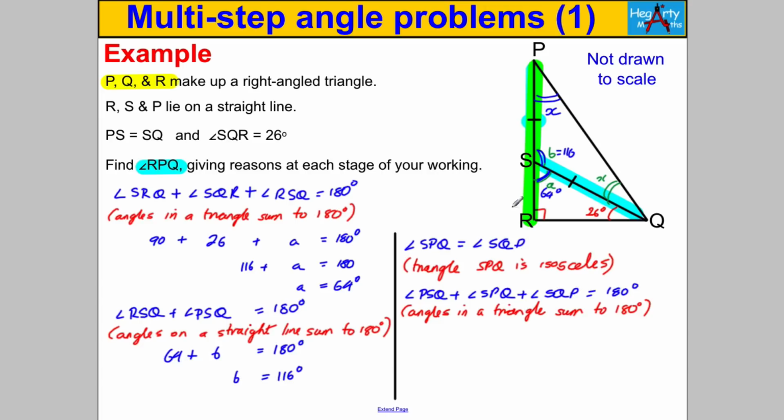So therefore I can state that PSQ, this angle here, is 116. So 116 plus this angle here is X, plus this angle here is also X, must add up to 180 degrees. So 116 plus 2X is equal to 180 degrees. Taking away 116 from both sides, I get that 2X is equal to 64. Dividing both sides by 2, I get that X is equal to 32 degrees, and we're done.